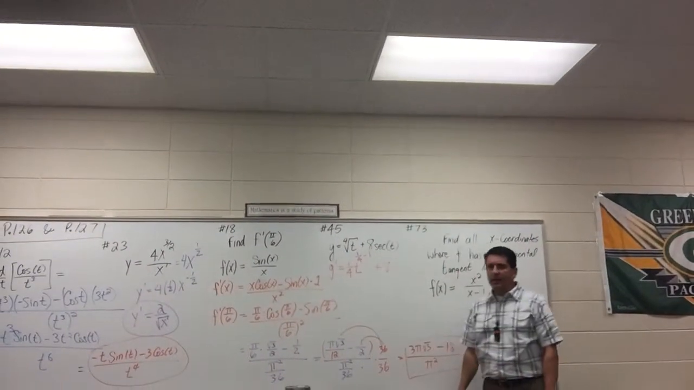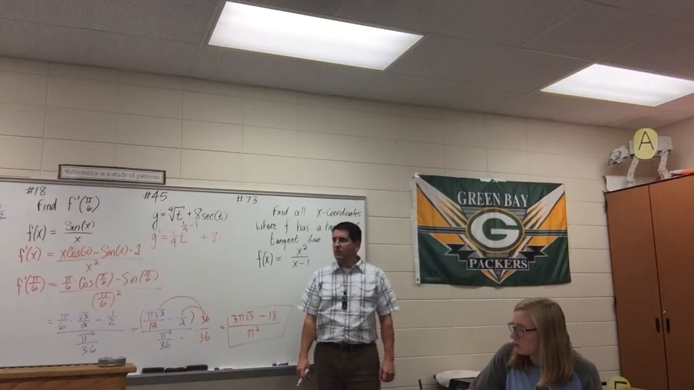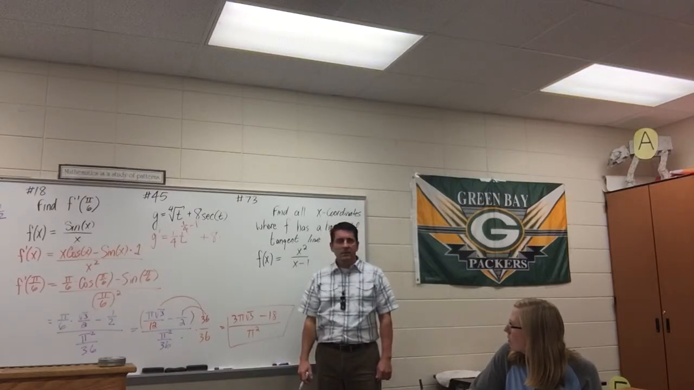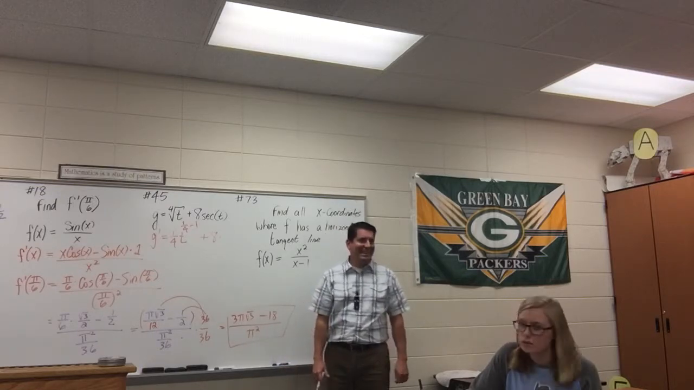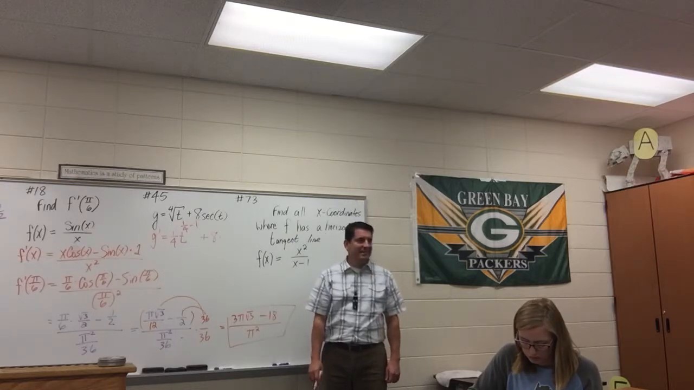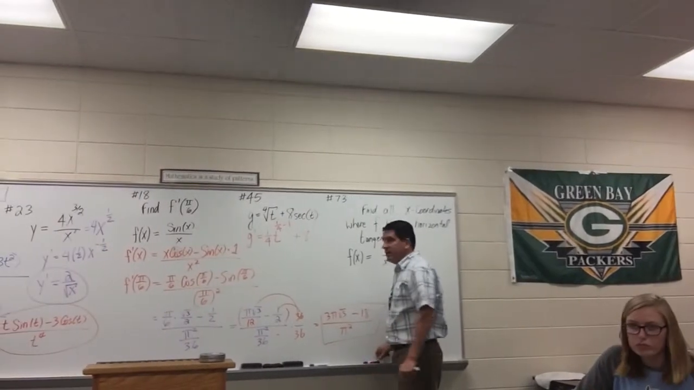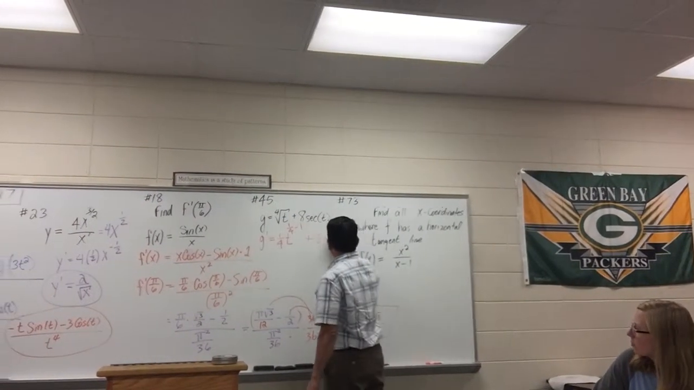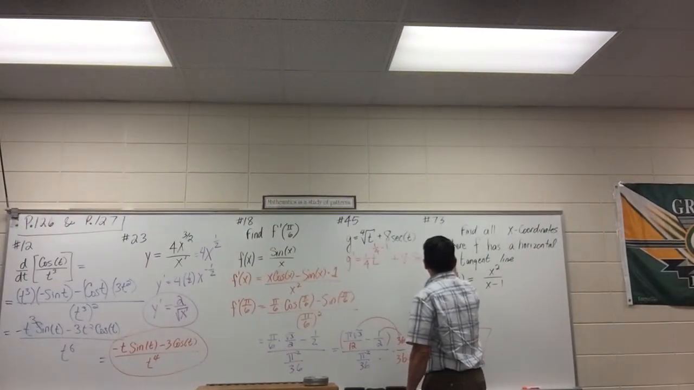What's the derivative of the secant? Negative... Did we ever do that one? Oh, then we don't have to do it. It's in your book. Yeah. It's secant times tangent. So it's secant of t times tangent of t.